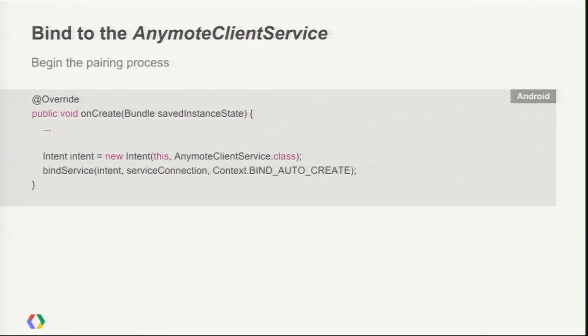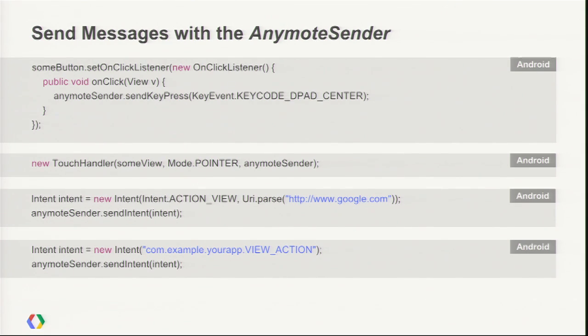Then you're responsible for starting an intent. You can do that in your onCreate method, or whenever you want, basically. You can have a pairing button on your remote or in your application. It's up to you. And for sending events, you use this Anymote sender to send things like key presses. This one I think is really cool. By the way, these are the Android key events, so you just tell it what Android key event you received, and you can pass that along.